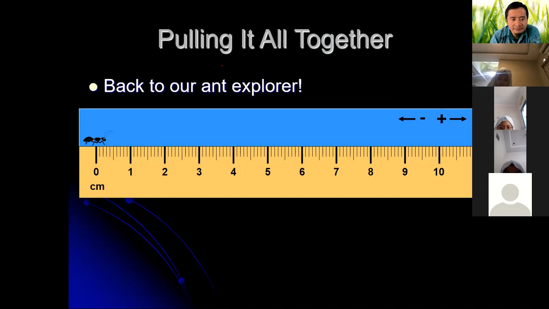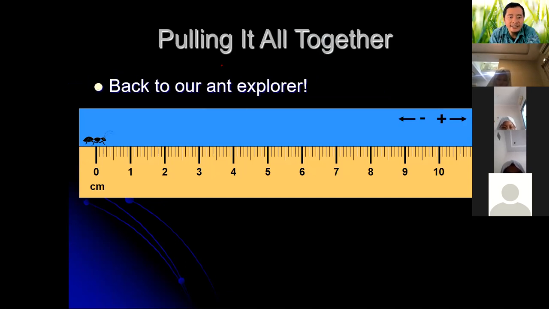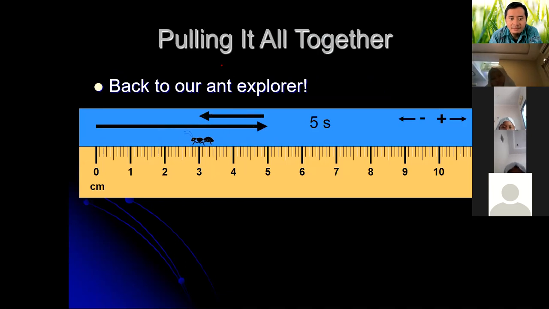Okay. Back to our example. From 0 until 5 and then go to 3, it takes 5 seconds.